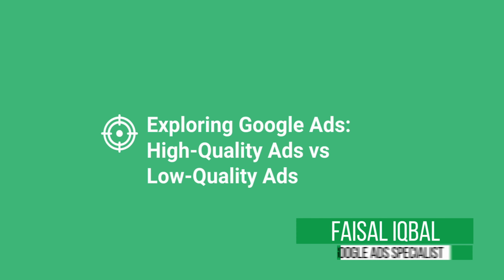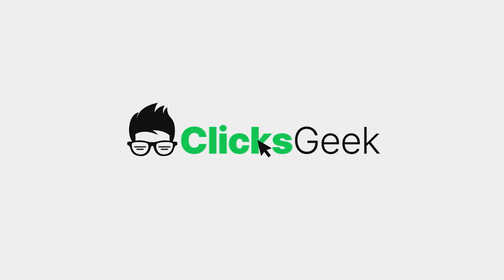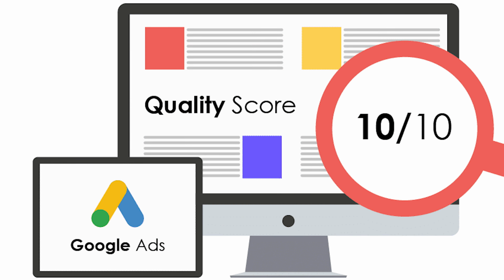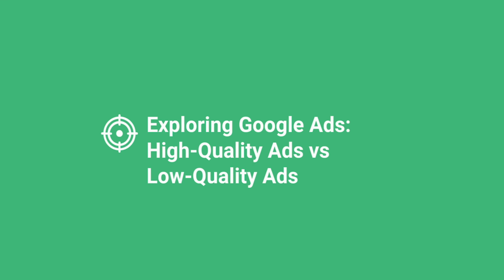Exploring Google Ads, high quality ads versus low quality ads. The position of your ads on the Google search results page is usually appointed by the quality score. To improve your ad rank and your ad performance, it's important that you optimize your ads and your landing page. In this module, you will learn what makes a high quality ad differ from a low quality one.